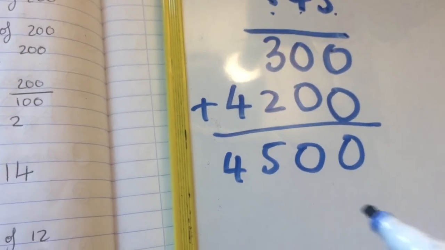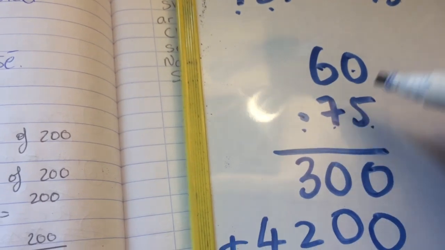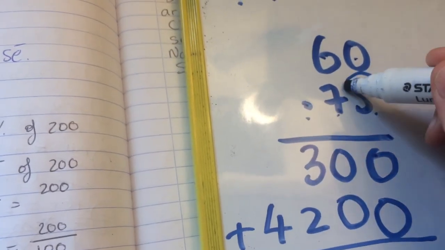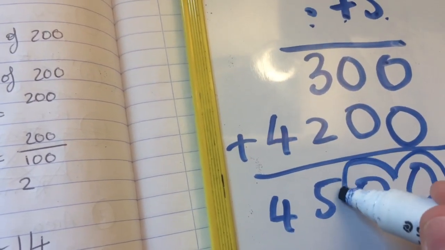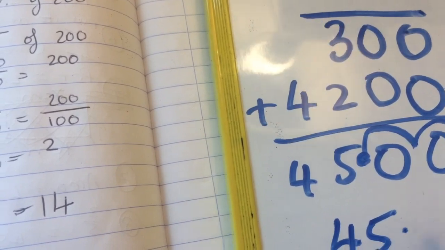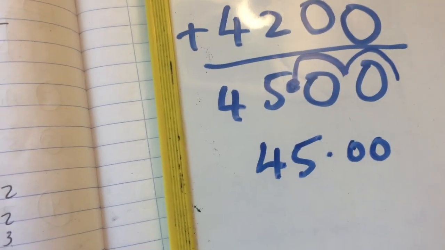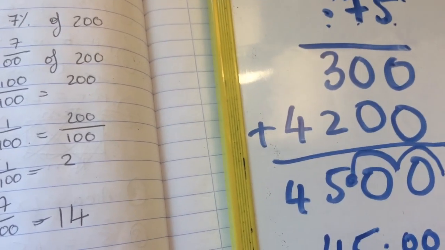Now, is that right though? Is the answer 4,500? It is not. We have to look at where our decimal points are. So it is 2 decimal points in. So 2 decimal points in. So the answer is actually 45.00, which is 45. All right. So that is the decimal method.